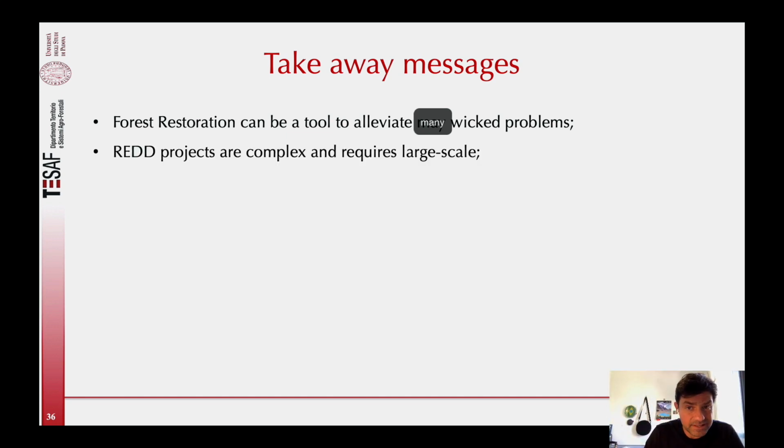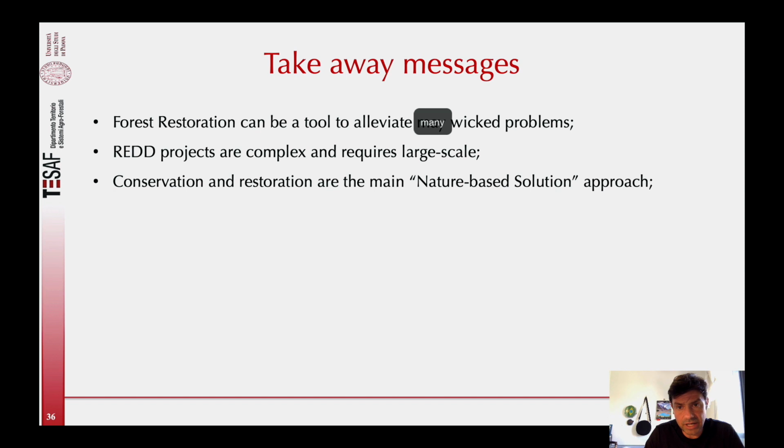REDD projects are complex and require large scale. We have seen the transaction costs and all the complexity of implementing a project of this nature. Conservation and restoration are the main nature-based solutions. It can fit different interests or could be more connected to ecosystem management, green infrastructure, or landscape restoration. But basically, translating to other words, we are talking about conservation of forest or natural vegetation, and restoration of them.